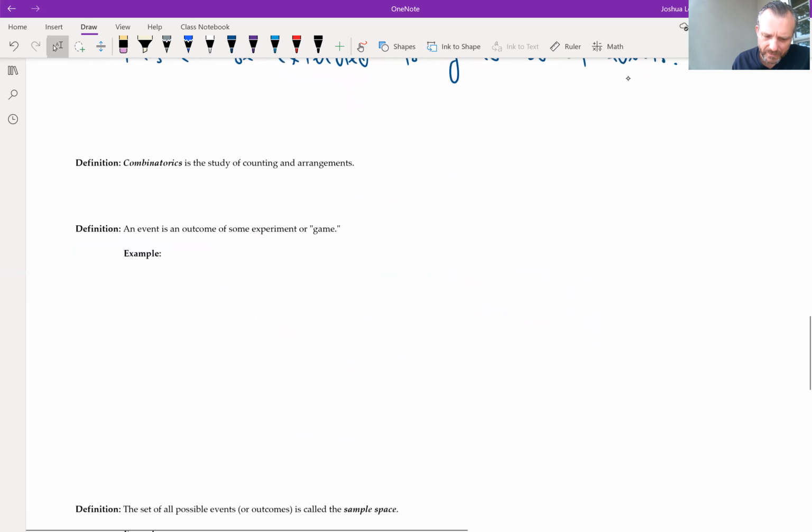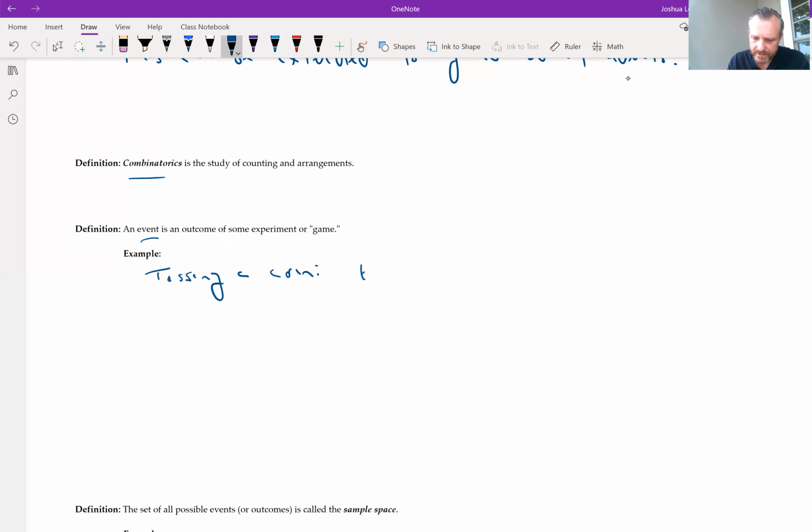And what we've just stumbled upon is the study of counting, known as combinatorics. It's a study of counting and arrangements, or how many different arrangements. And so I used some terminology that you may not be familiar with yet in my discussion of the fundamental counting principle, namely the word event. Well, an event is just an outcome of some experiment or game. So, for example, tossing a coin. Heads is an event, right? You can get heads. Tails is an event.